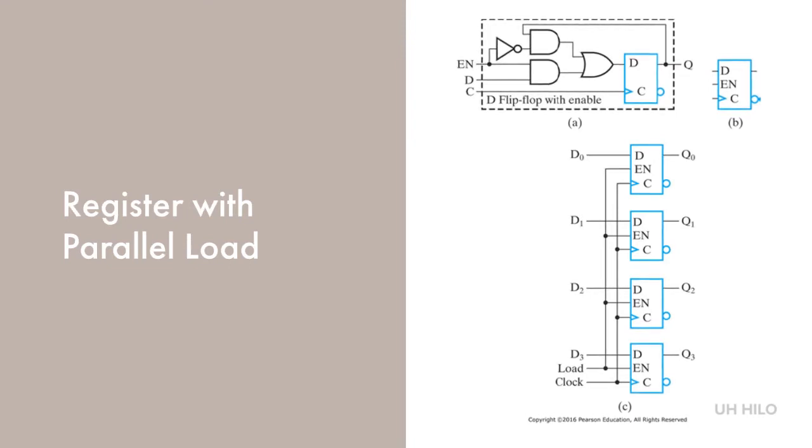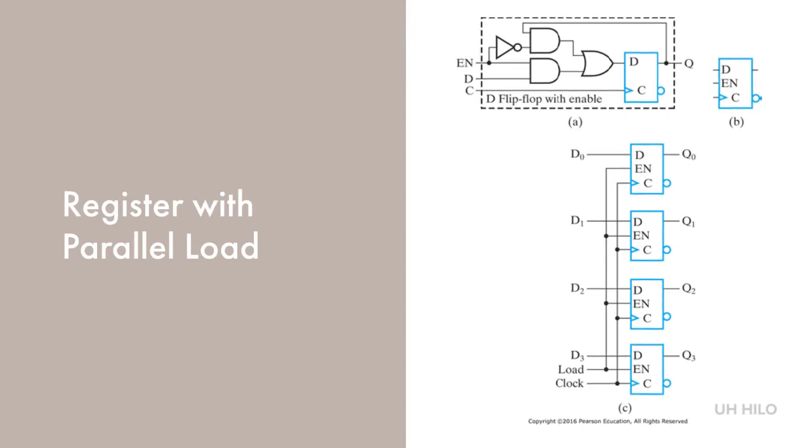The register is implemented by placing 4 D flip-flops with enables in parallel and connecting the load input to the EN inputs. When load is 1, the data on all 4 inputs is transferred into the register with the next positive clock edge. When load is 0, the current value remains in the register at the next positive clock edge.